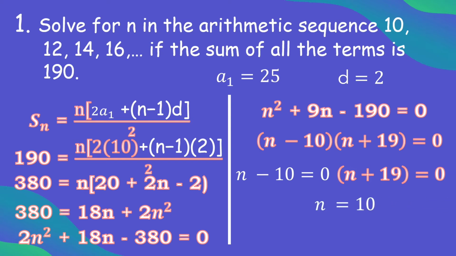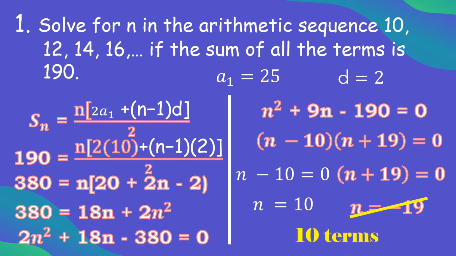Let us solve for n. n minus 10 equals 0, transpose 10 on the right side of the equation, n equals 10. On the other hand, when we transpose positive 19 on the right side of the equation, our value for n is negative 19. But we are getting the number of terms, so we will use the positive value. So n equals negative 19 cannot be the value of your n. Therefore, there are 10 terms in the arithmetic sequence 10, 12, 14, 16, and so on if the sum of all the terms is 190.